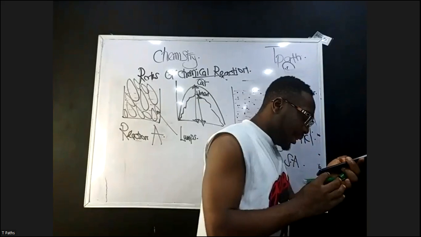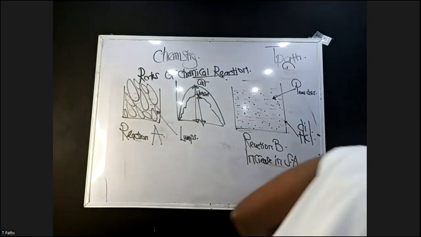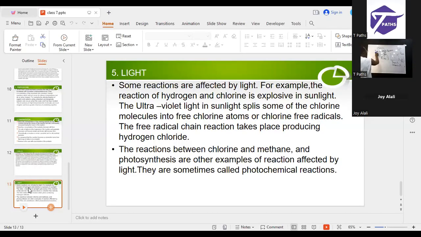And lastly, light. Some reactions are affected by light. A lot of people don't know that. That's why some things you see around you are due to the effect of light. For example, many of your medicine bottles and reagent bottles are coated with amber color. Why? Because the light affects the rate of the reaction.